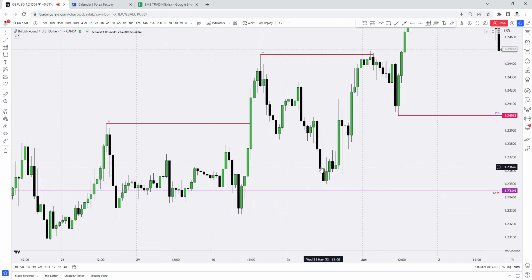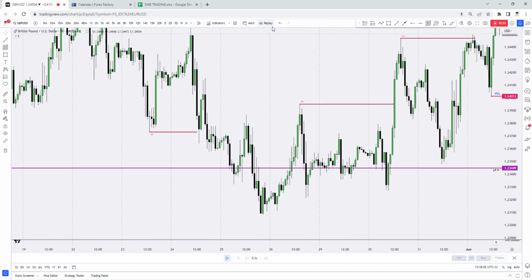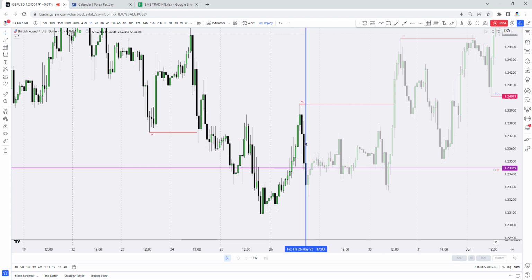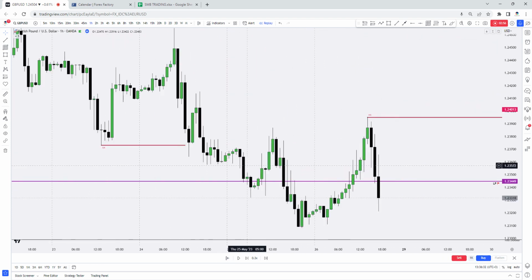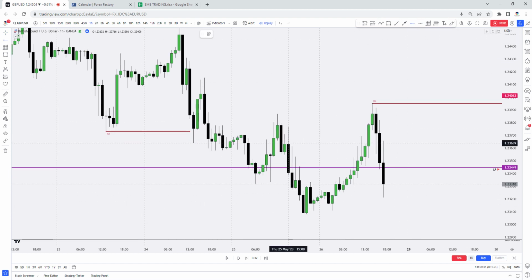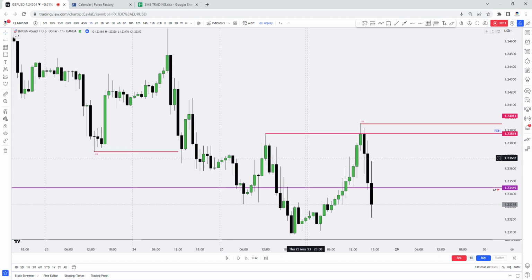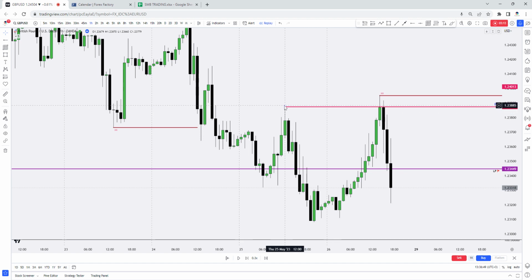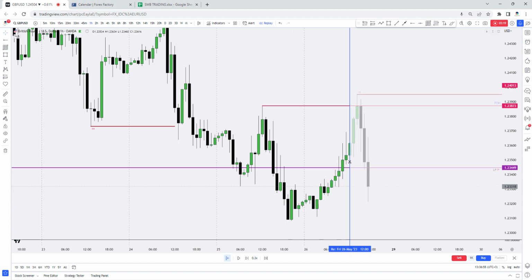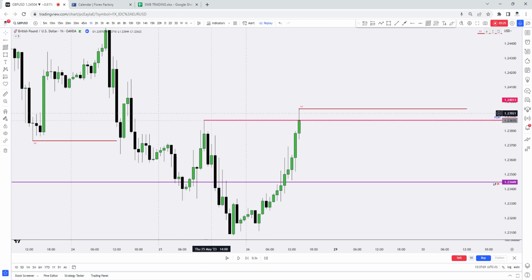Okay, so the first trade, actually it was right here, and I'm just gonna use this feature so that we can see what happened. The first thing I noticed was that price grabbed the liquidity from the previous day's high. So previous day's high, there it is. Price grabbed liquidity from here, yeah, a grab of liquidity above the previous day's high.